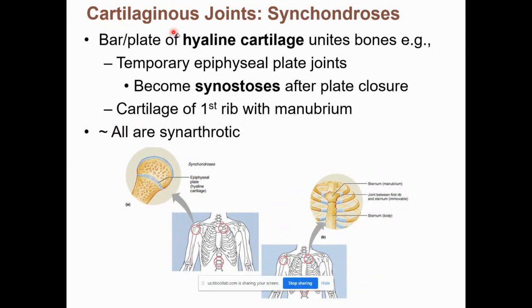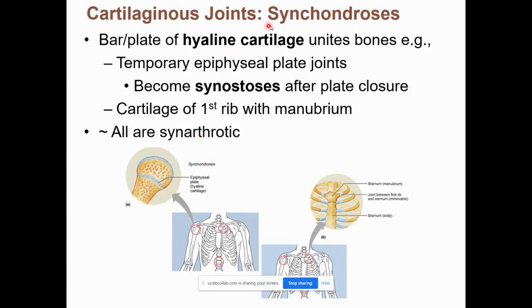Well, first off, they're called cartilaginous joints because you have cartilage spanning two areas of bone. So cartilage is in every joint, but we have cartilage totally covering that whole space in between the two bones. So you have nothing else other than cartilage, I guess another way to put that, in between the two bones.